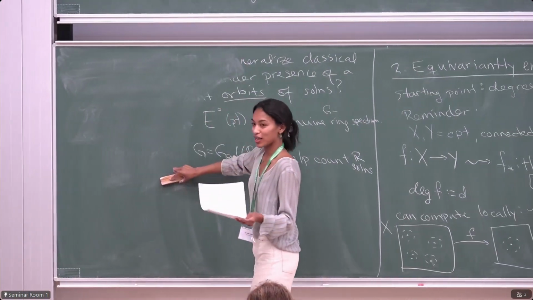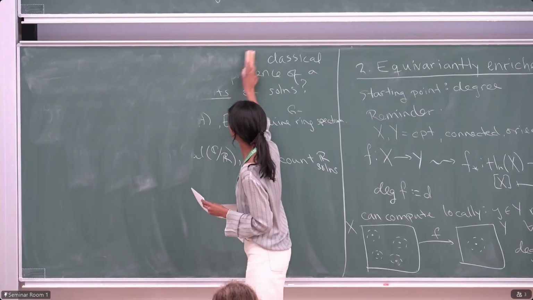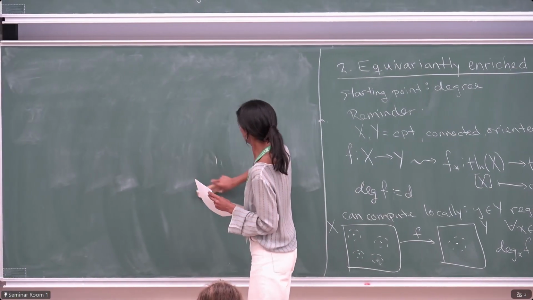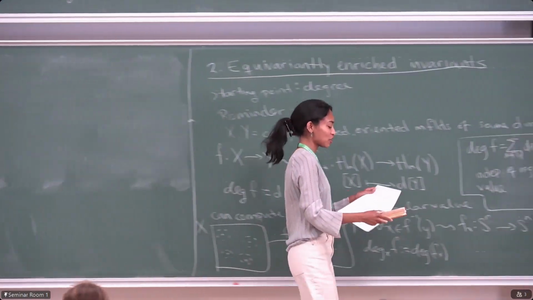So that was it for my enriched enumerative invariant section. Now I'm going to actually count some stuff. Any questions?